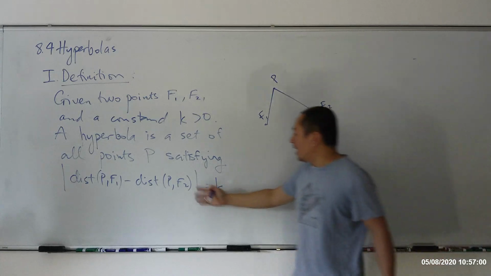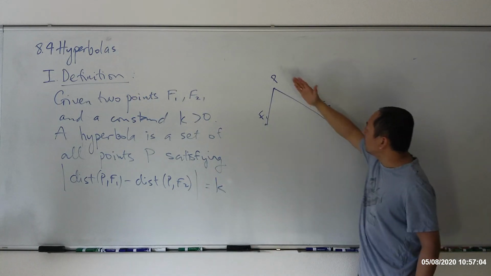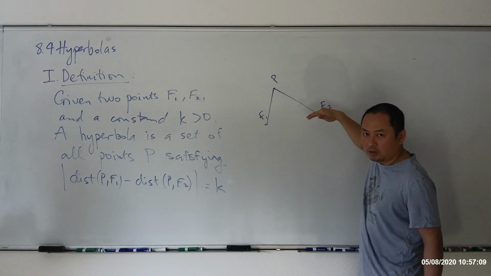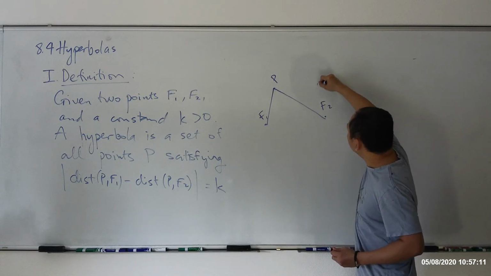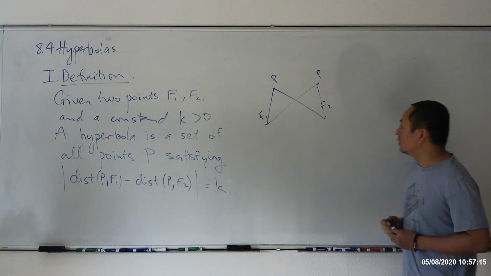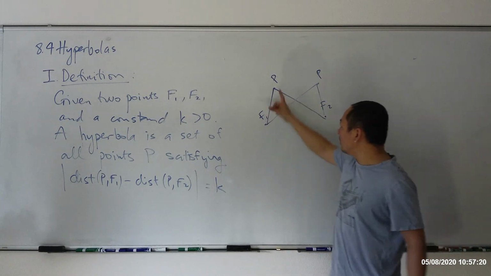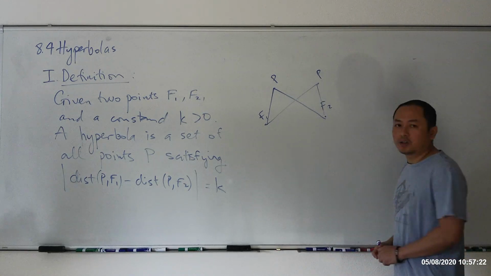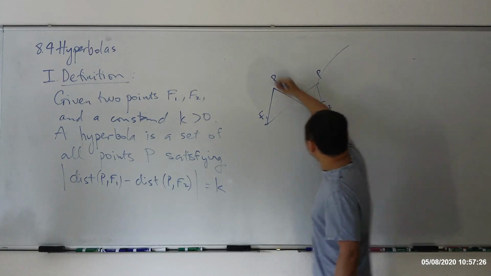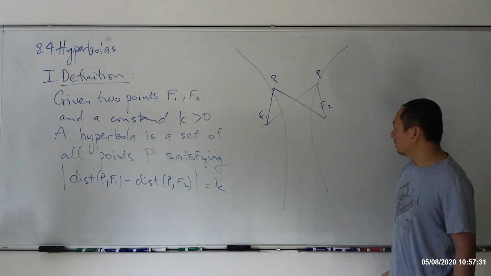So you see why we have the absolute value, because since you do a subtraction, we have 2 cases. Either PF2 minus PF1 if PF2 is longer, or if you have a point P right here, PF1 minus PF2, whichever is longer, you take that subtraction. Okay? And if all the points P satisfy the condition with the difference of the two distances equal to the constant K, you connect all the points P together, you're going to have 2 curves like this. Alright? And we're going to call it the hyperbola.